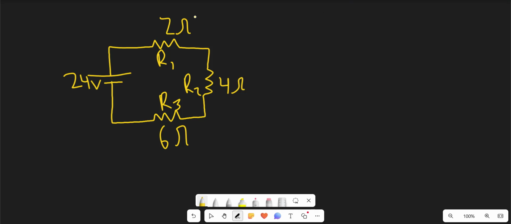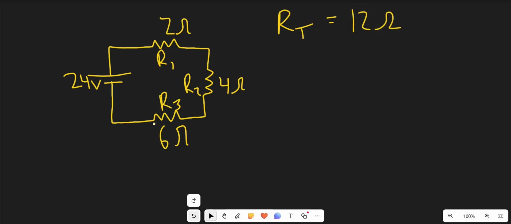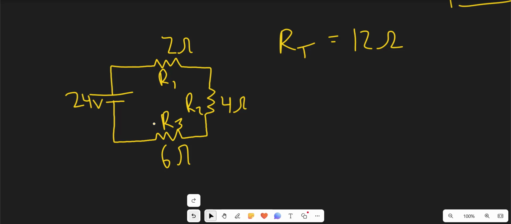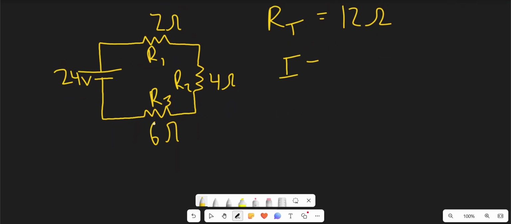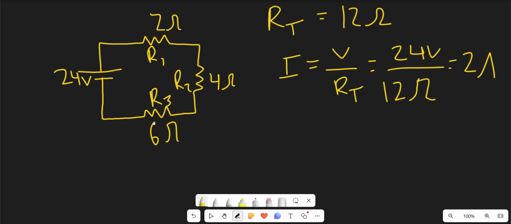Okay, so once again we're dealing with another similar circuit here. So we have a 24 volt source hooked up to a circuit with 3 resistors. So let's start off by finding the total resistance. So RT is just going to be the sum of R1, R2, and R3, which will be 12 ohms. So once we have that, let's use Ohm's law again to find the current flowing throughout the circuit. So it's going to be I equals V over RT, and we have 24 volts divided by 12 ohms, which is going to be 2 amps of current.